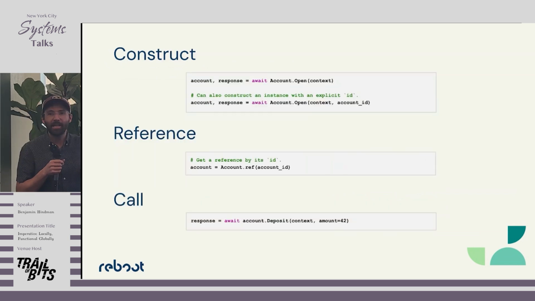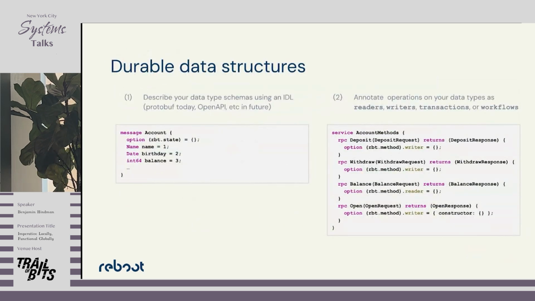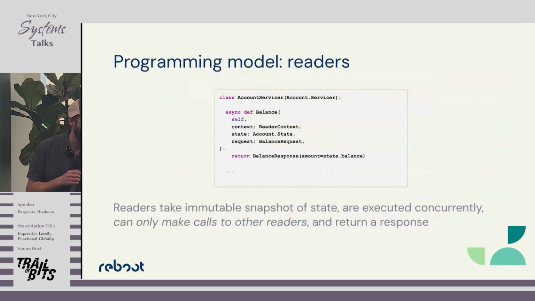Just real quick, the basic idea is that you can construct instances of these data structures. I kind of glossed over it briefly, but we actually made open a constructor as well. So I can construct an account, and I can give it an explicit ID if I want. I can get a reference to an account, and then I can call the methods on that account, just like I'm calling functions on types. In particular, when I call those methods, I have to pass a context. And this context becomes really important for how we provide safety in the programming model.